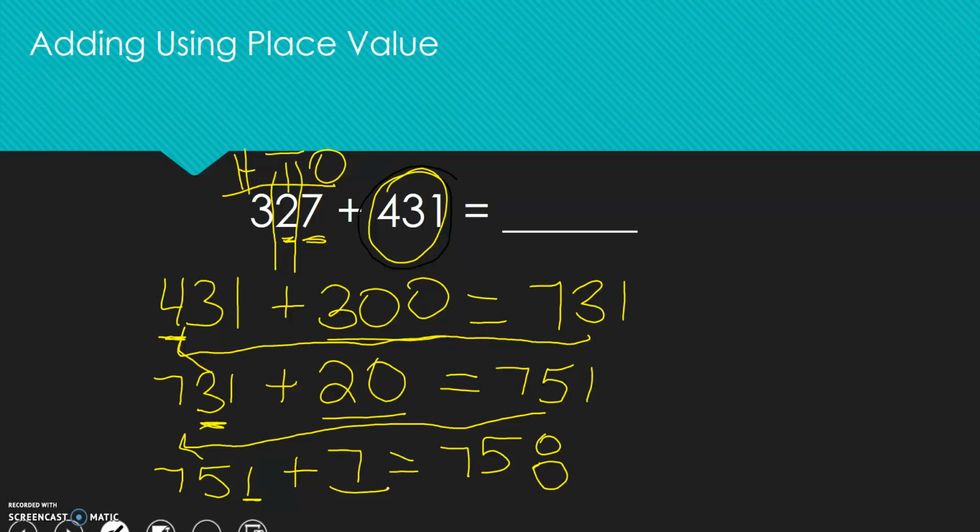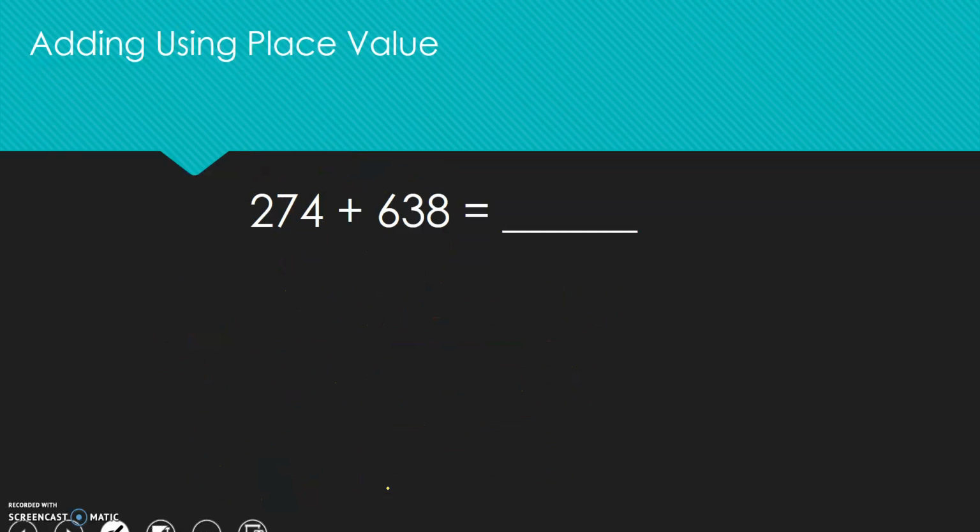Now let's look at a more difficult problem. This one we're actually going to have to go up to the next 100 and go up to the next 10. So we're really going to have to think about our adding with this one. But I'm going to start the same way that I did before. I'm going to start by finding my larger number, 638, and dividing my smaller number into my hundreds, tens, and ones.